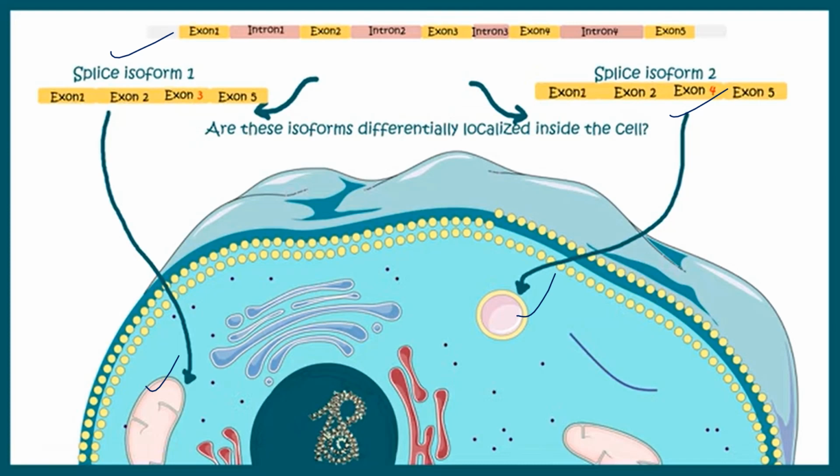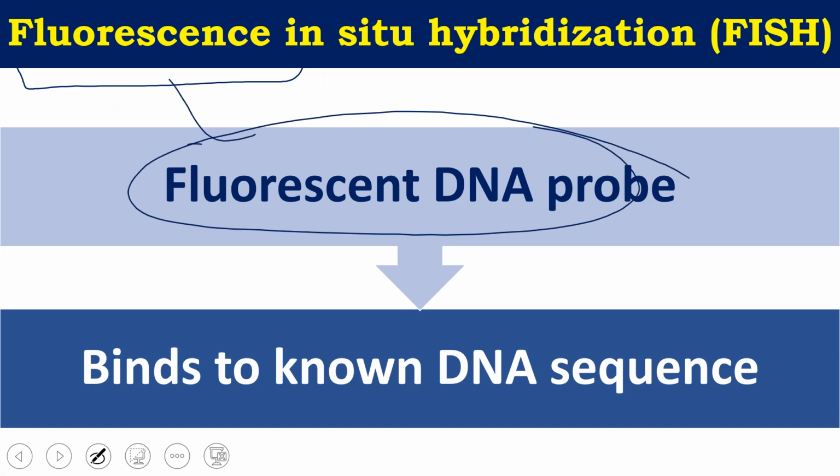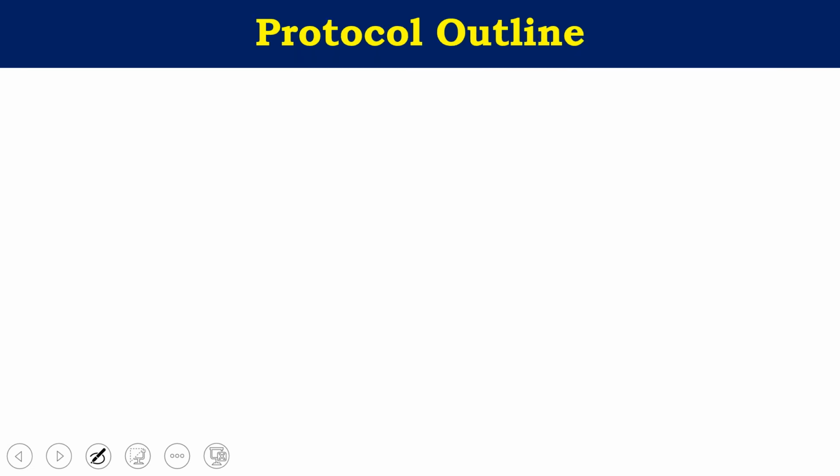So when you use FISH technology with different probes, it will give you different types of colors. Now, coming to the technology. FISH has two important parts. If you divide the name, the first part, FISH, is the fluorescent DNA probe. And the second is in situ hybridization, which binds with the known DNA sequence. So that is where the name came from, as I have already told you.